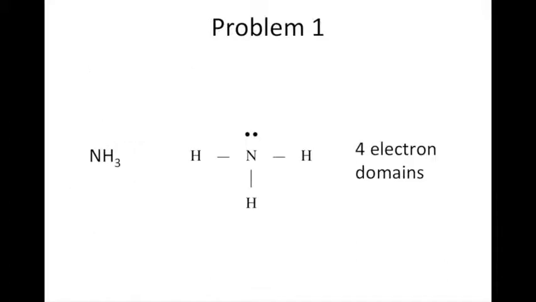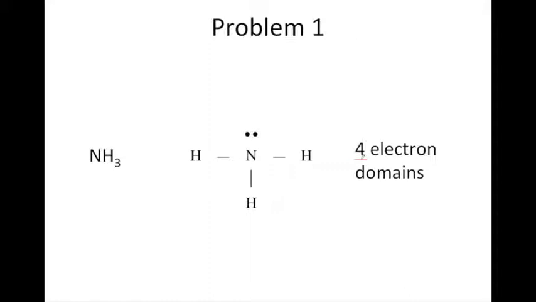Okay, so let's look at ammonia, NH3 first. First step is to draw the electron dot structure or Lewis structure. We can see that here. And then we need to determine the number of electron domains. Ammonia has 3 single bonds and a lone pair. Each of those is 1 electron domain, so ammonia has 4 electron domains.